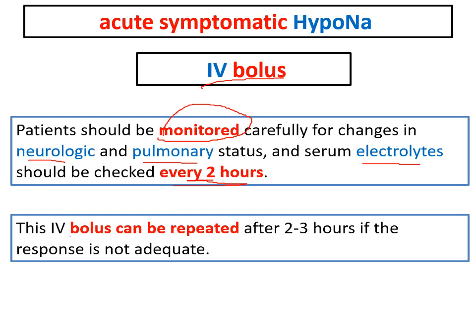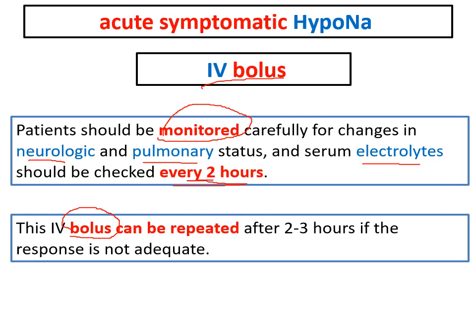And this IV bolus, as we said, usually in an amount of 1 to 2 mL per kg or 150 mL of hypertonic saline, can be repeated after 2 to 3 hours if the response is not adequate. How do we know that the response is not adequate? If the neurological manifestations didn't improve, and usually it takes some time, or the sodium didn't increase by 4 to 6 millimole per liter, we can give another bolus of hypertonic saline.